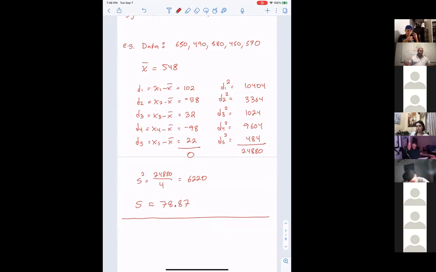Now, the fact that I divide by n minus 1 instead of n, the reason for that is a little advanced. We will talk about it later in the course, the difference between what's called a biased and an unbiased estimator, but I'll give you a little preview right now. Suppose I am interested in the average height of a CSUN student.